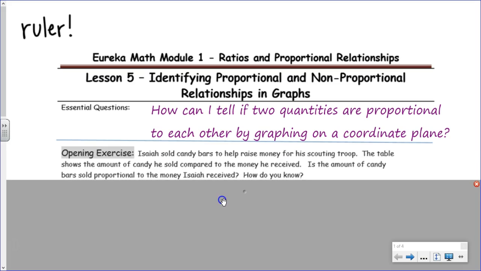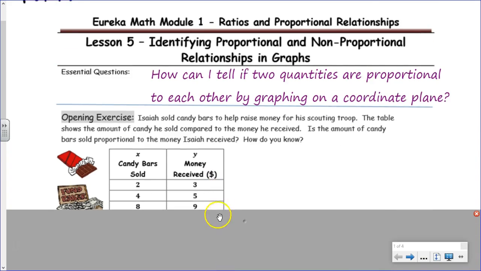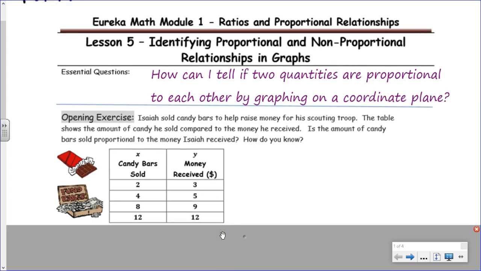Isaiah sold candy bars to help raise money for his scouting troop. The table shows the amount of candy he sold compared to the money he received. Is the amount of candy bars sold proportional to the money Isaiah received? How do you know? Well, we can tell that this is in a table, and we're pretty good now at telling if something is proportional in a table. What you can do is you can do the money divided by the bars and see if it is proportional. So let's go ahead and do that.